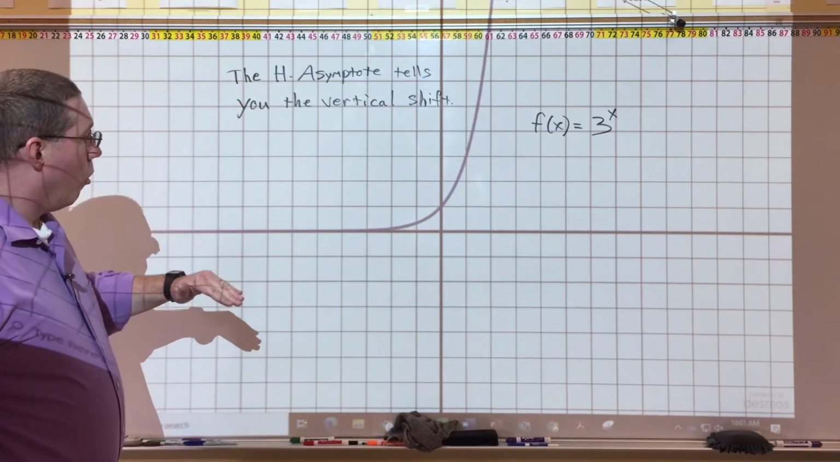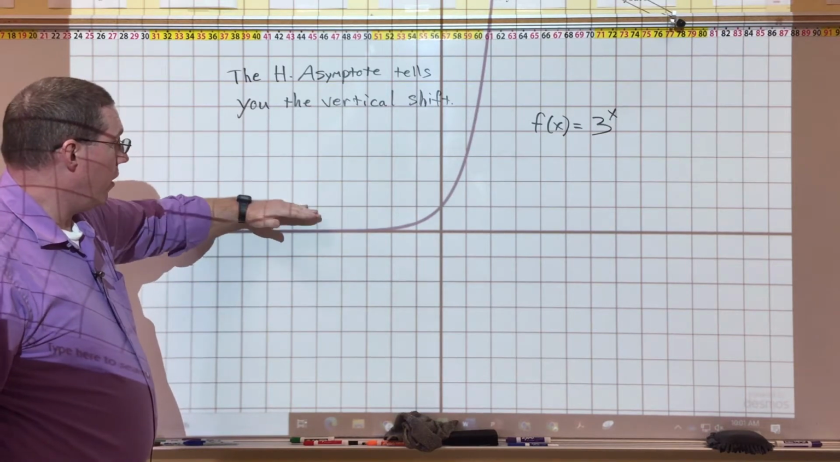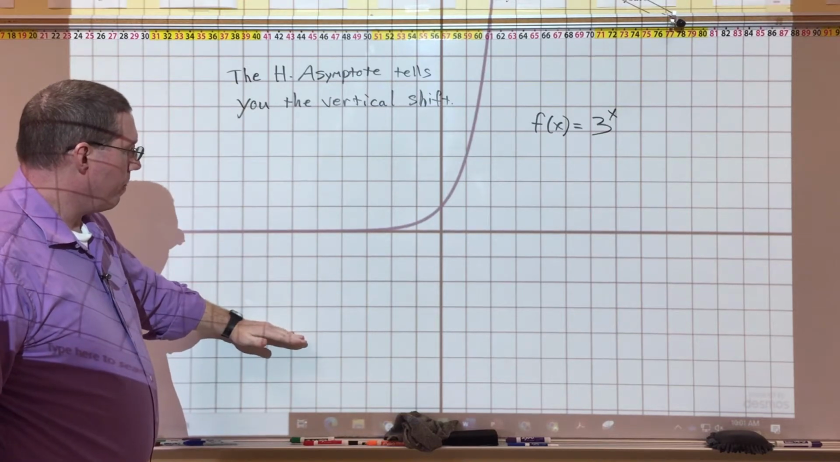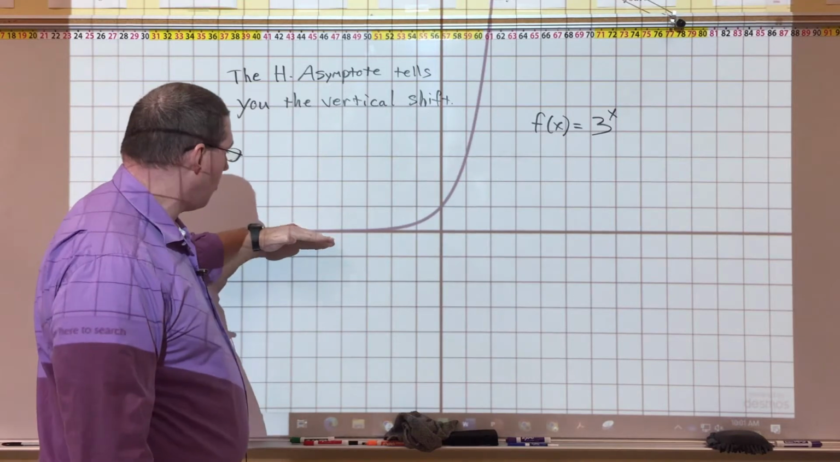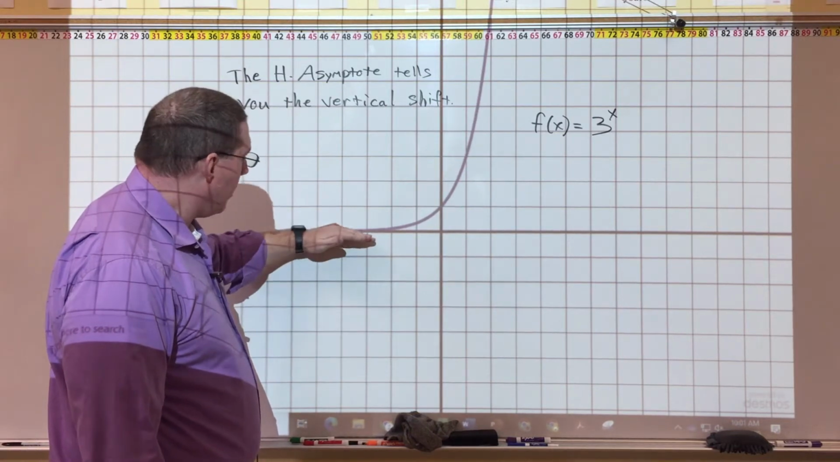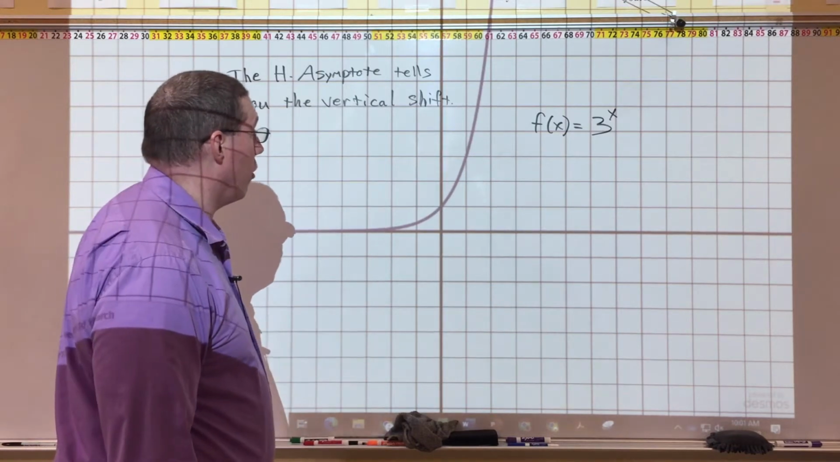So the horizontal asymptote is either going to shift up with the curve or it's going to shift down with the curve. And so if the horizontal asymptote is not on the x-axis, if the horizontal asymptote is down here at like -4, then that would indicate a -4 vertical shift of the curve.